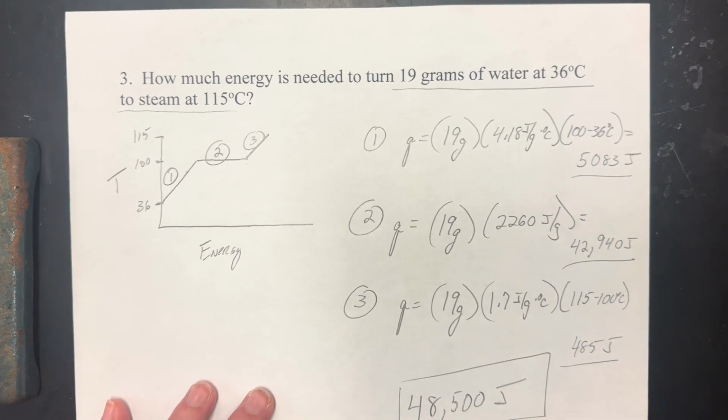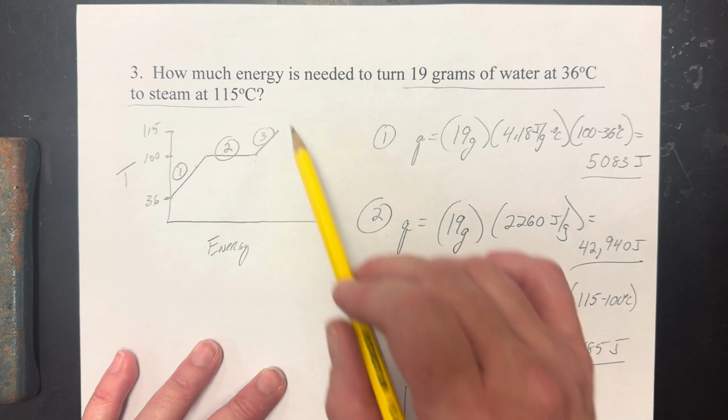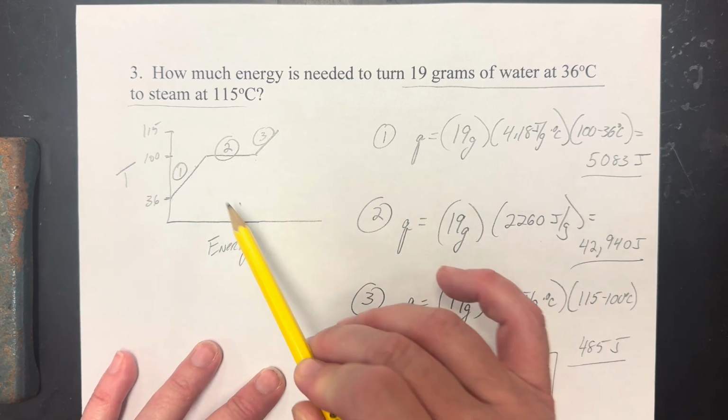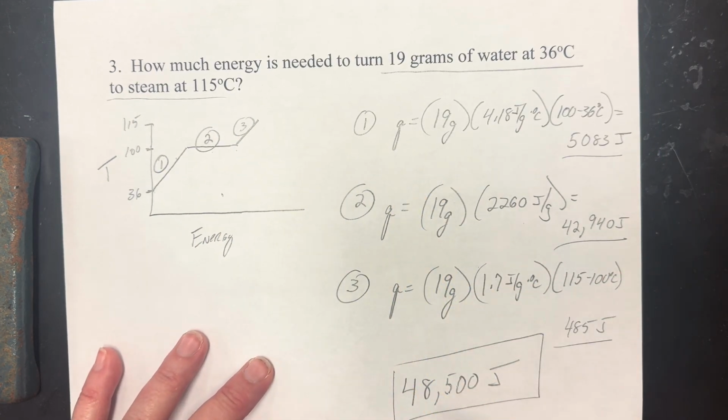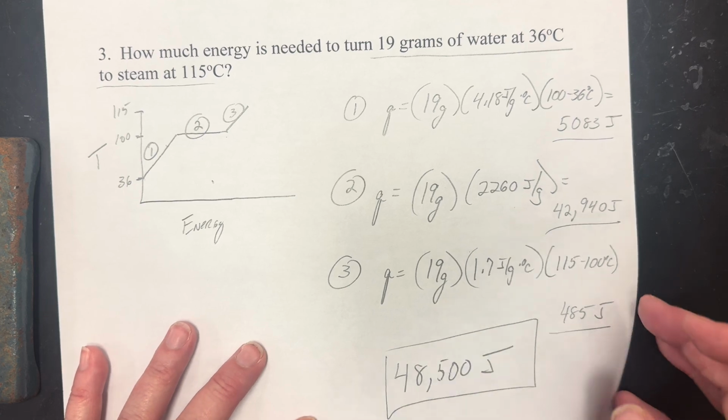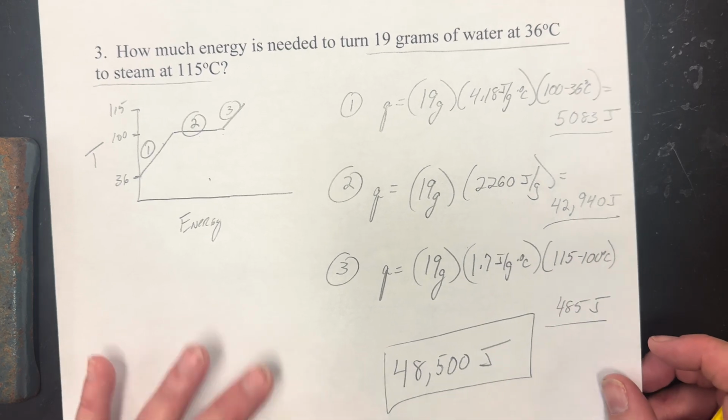All right, so again, just to restate, I find it really helpful to do one of these graphs to identify how many different steps I'm going to have in one of these change of state problems. Okay, let's take a look at number 4.